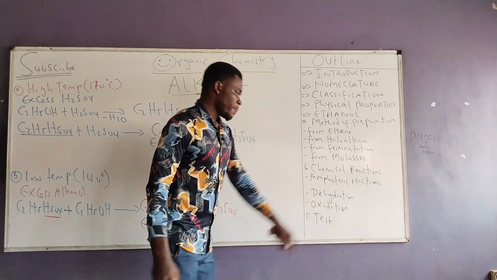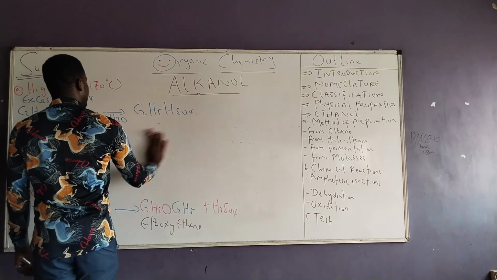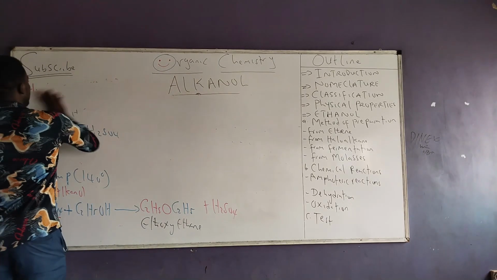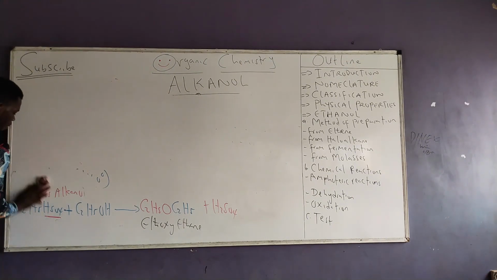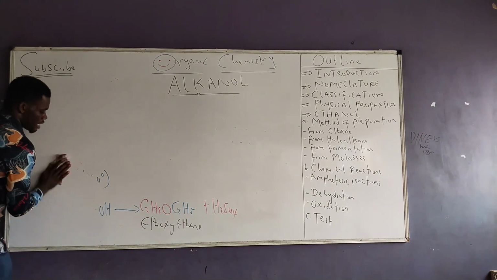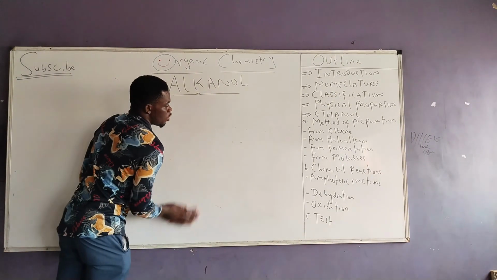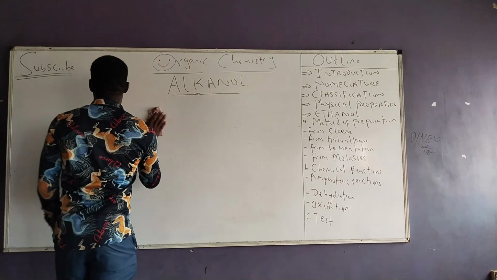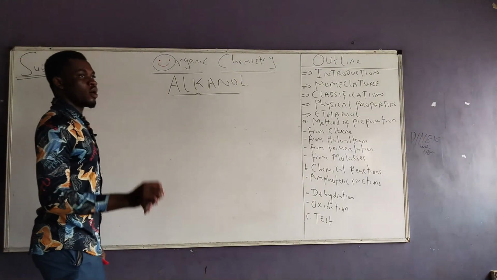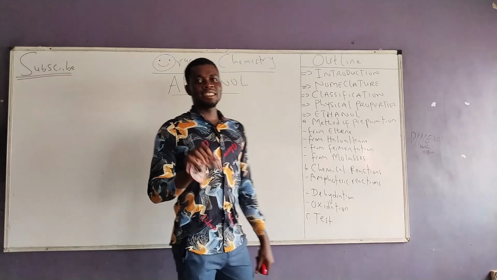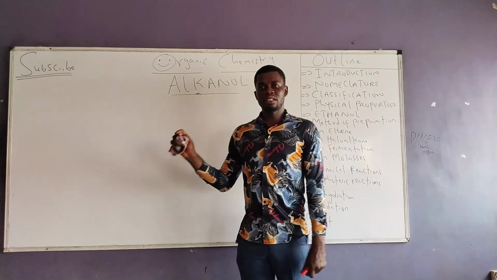Now the final reaction of alkanols that we'll talk about is the oxidation of alkanols. So I can oxidize alkanols using the common oxidizing agents in organic chemistry, which are KMnO4 and K2Cr2O7. So if I oxidize alkanol, the product obtained is largely dependent on the nature of the alkanol, whether it is primary, secondary, or tertiary.